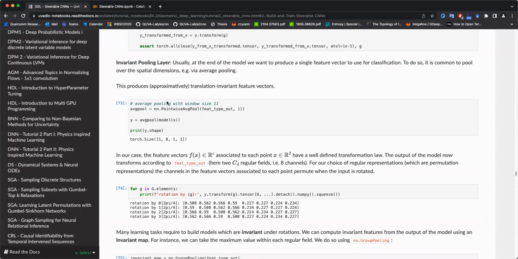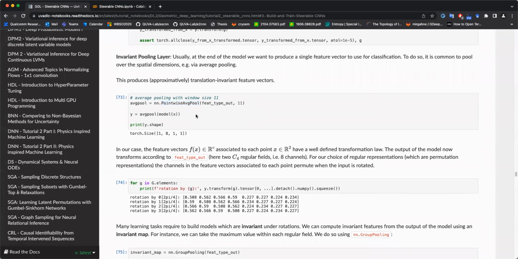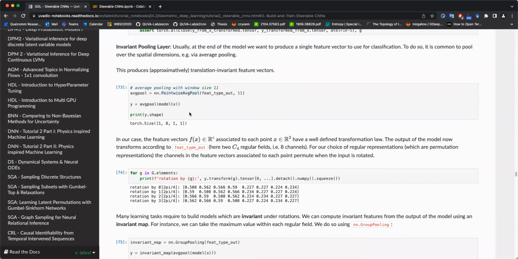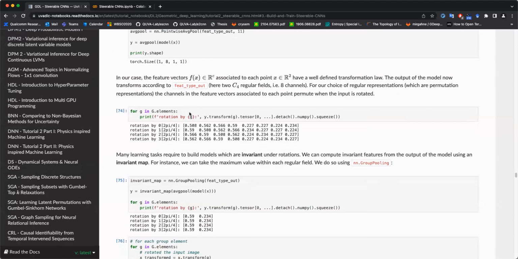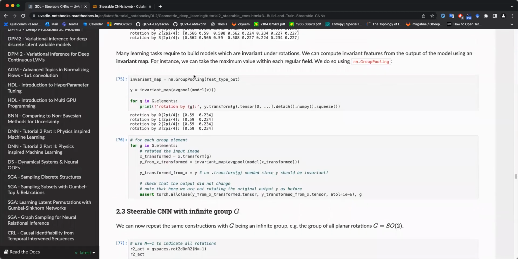There exist some pooling layers. This is essentially similar to average pooling in PyTorch, with some anti-aliasing trick to avoid aliasing issues due to discretization. And then finally we have group pooling, which is used to take the equivariant features at the end of the neural network and turn them into invariant features if you want to do some kind of invariant classification, for example.